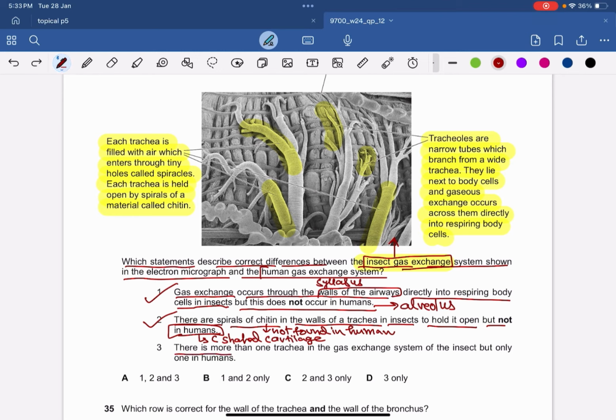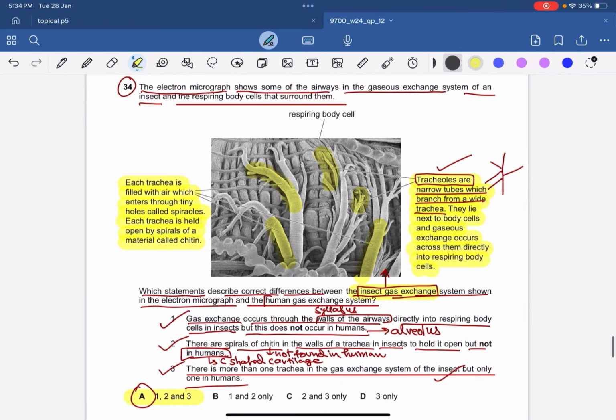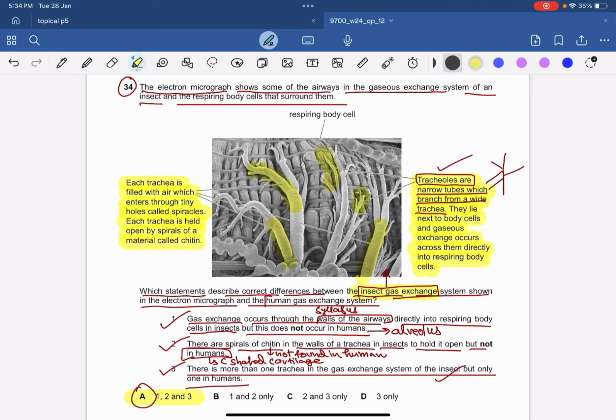They say that there is more than one trachea in the gas exchange system of the insect, but only one in humans. Yes, in this question they are saying that tracheoles are the narrow tubes which branch from the wide trachea. So there is the trachea and there are branches of the trachea, known as tracheoles, in the insect's gas exchange system. But there is only one trachea in the human. This statement is also correct. So the answer to this question is option A. All of these statements 1, 2 and 3 are correct. I hope this MCQ is clear to all of you. It was a bit tricky MCQ, so you should have an active brain while solving these types of MCQs.